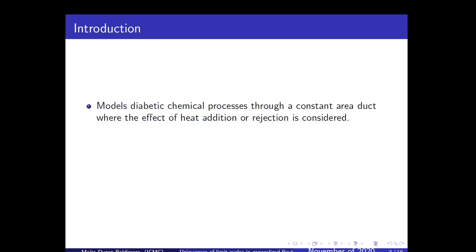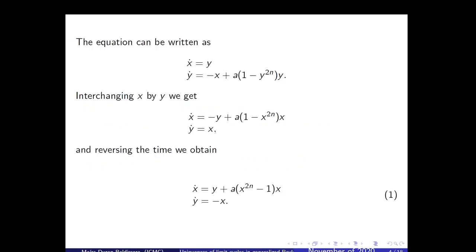I begin talking about the importance of the system to physics, because it models diabatic chemical process through a constant area duct where the effect of heat addition or rejection is considered. This equation is called a generalized Rayleigh equation, and x is a real variable, a is a constant, and n is a positive real integer. But we're going to work with the equation as a system that we obtain after a change of variables, as you can see.